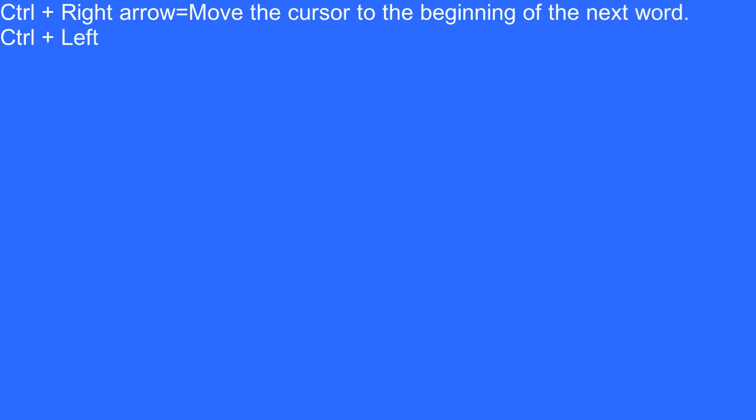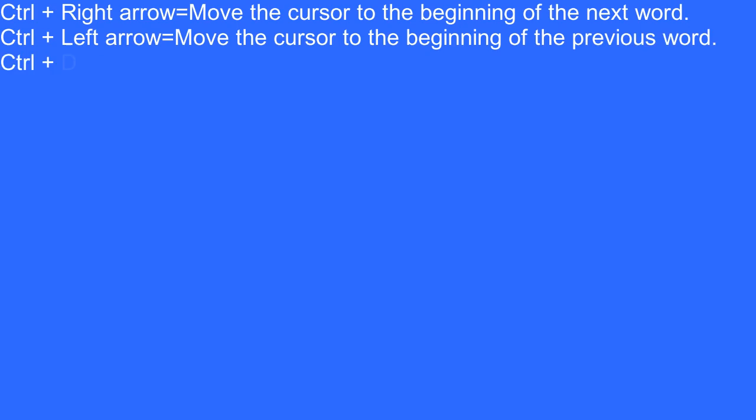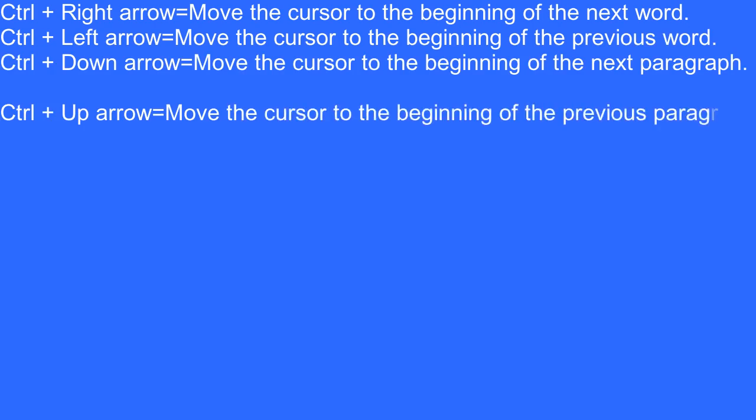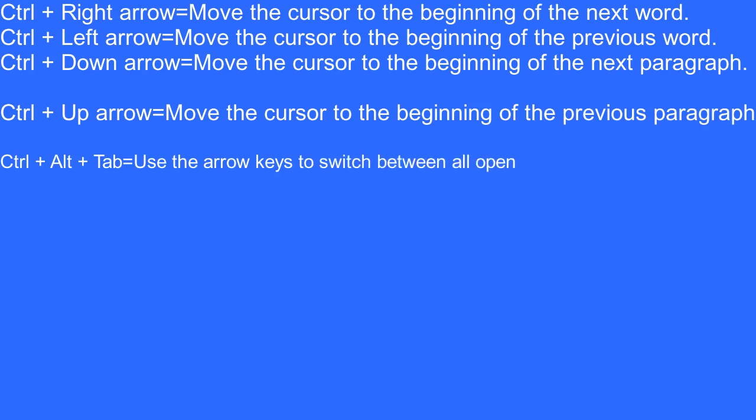Ctrl right arrow equals move the cursor to the beginning of the next word. Ctrl left arrow equals move the cursor to the beginning of the previous word. Ctrl down arrow equals move the cursor to the beginning of the next paragraph. Ctrl up arrow equals move the cursor to the beginning of the previous paragraph. Ctrl Alt Tab equals use the arrow keys to switch between all open apps.